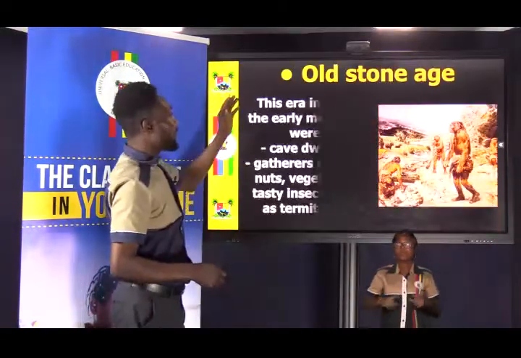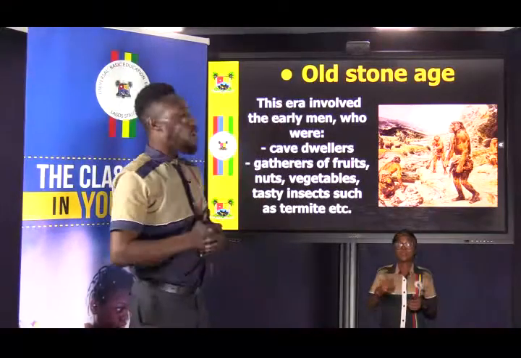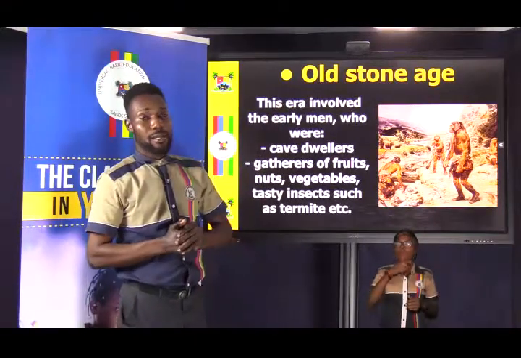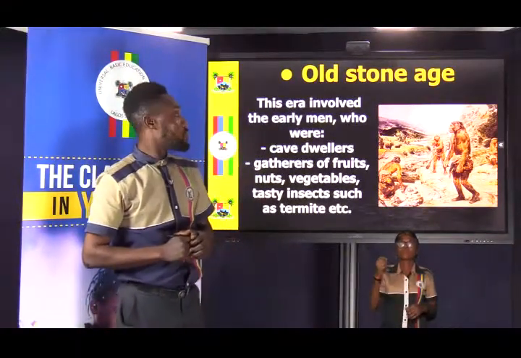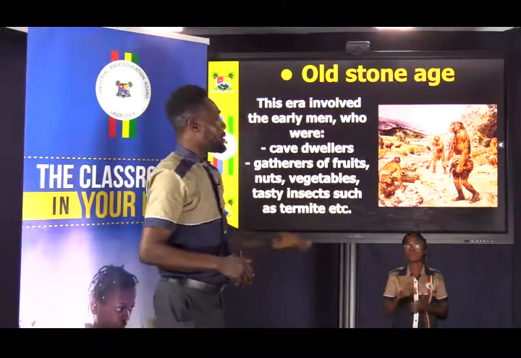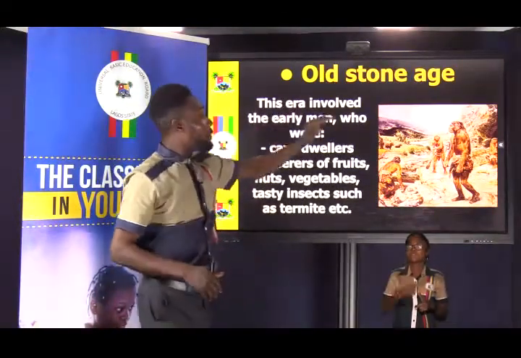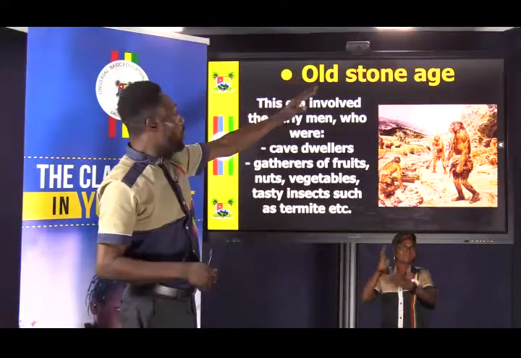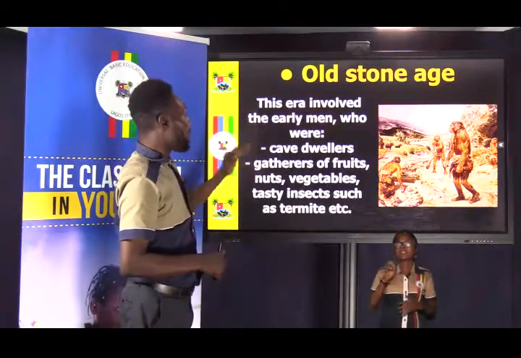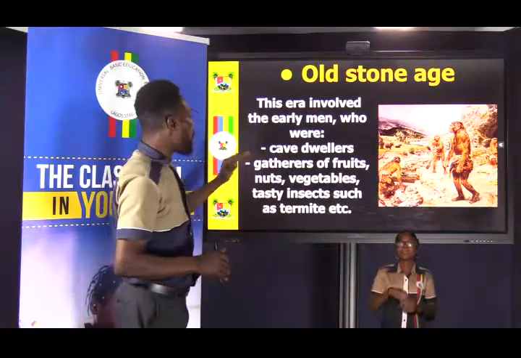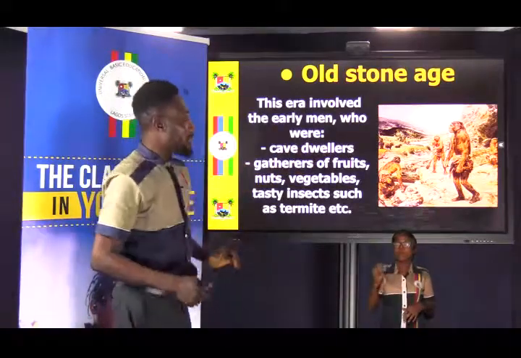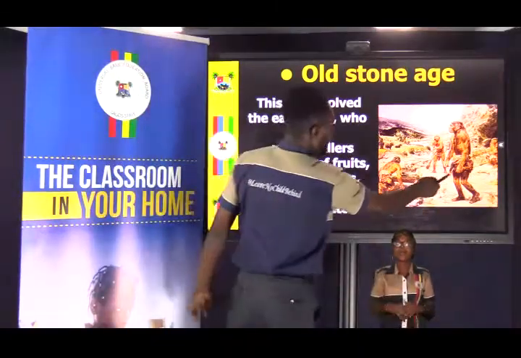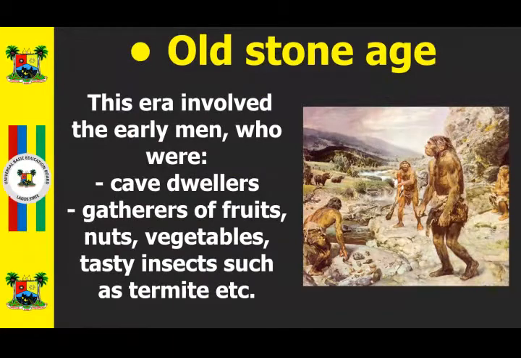Then we have the first era, that is Old Stone Age. Say that. Old Stone Age. This was the first era that we tag Old Stone Age. This era involved the early men. Then you can see the picture. See how the early men looked.